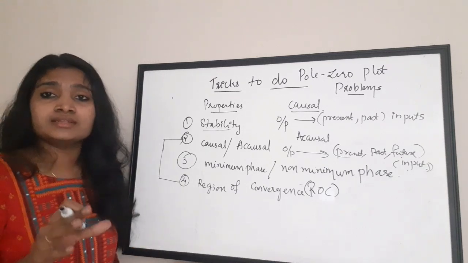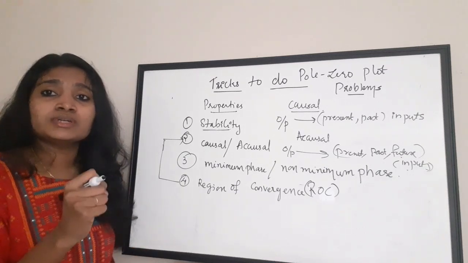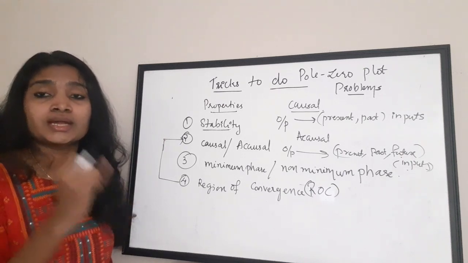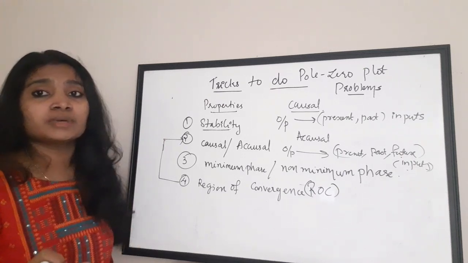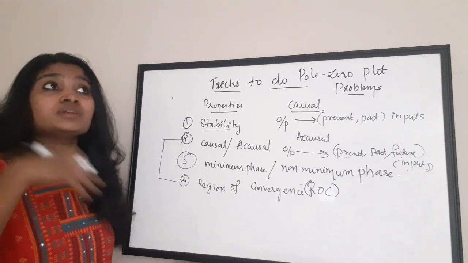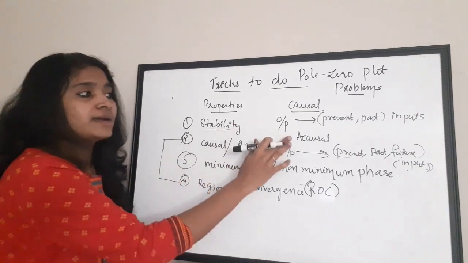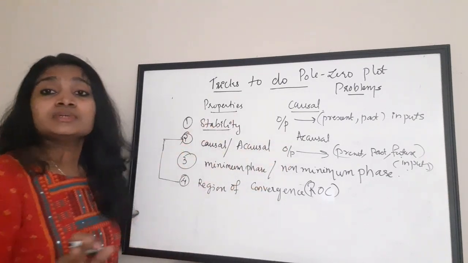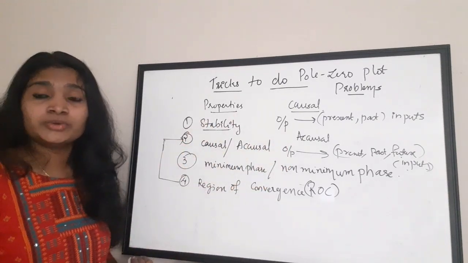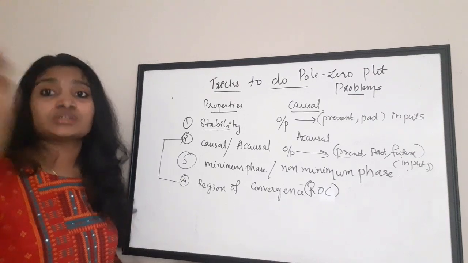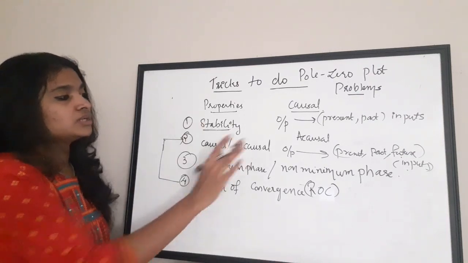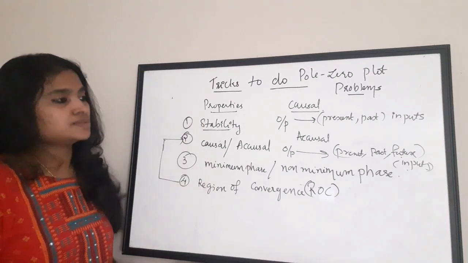So causal means this system is influenced only by the present input and the past inputs, not by the future inputs. That is, whatever is going to come in the future, the system is not worried. But in acausal systems, the system considers present input, past input and the future inputs. So that is about the causal and acausal systems.